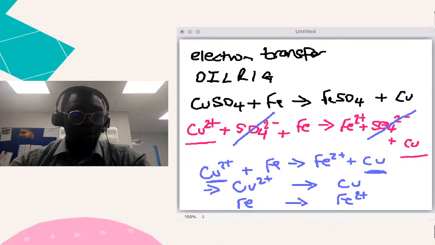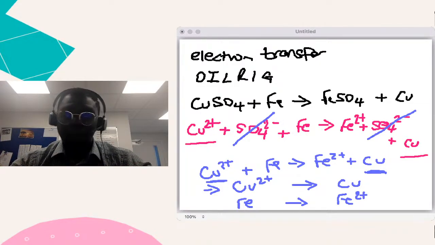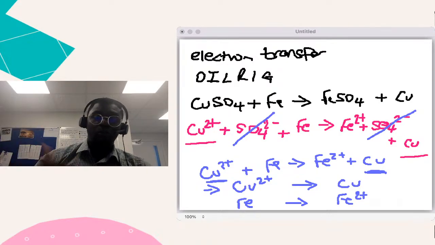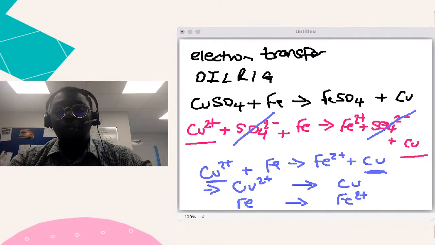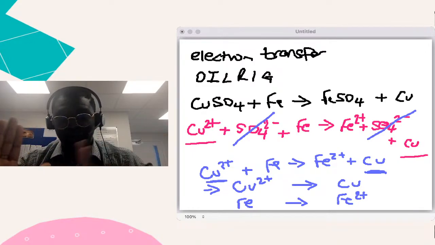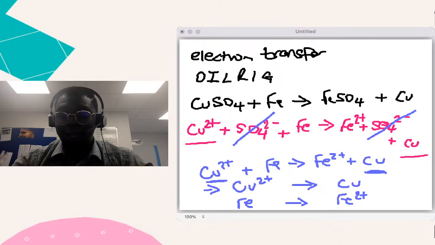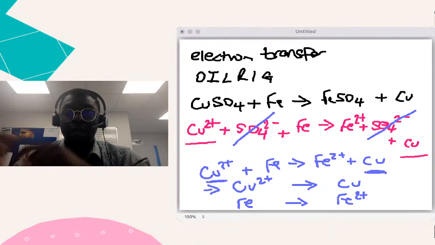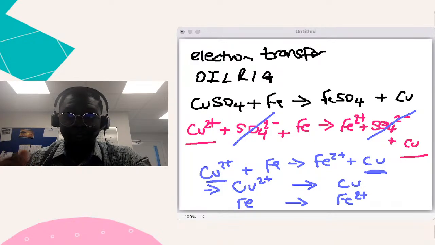So, when we think about writing out half equations, I think the key thing is to have a process, one that you always follow. The first thing I would always do is write my reactants and then write my products. That's what I've done for both of my half equations here, right? I've written the reactants, Cu2+ and Fe, and the products, Cu and Fe2+. The first thing I always ask myself is, do I have any oxygen?